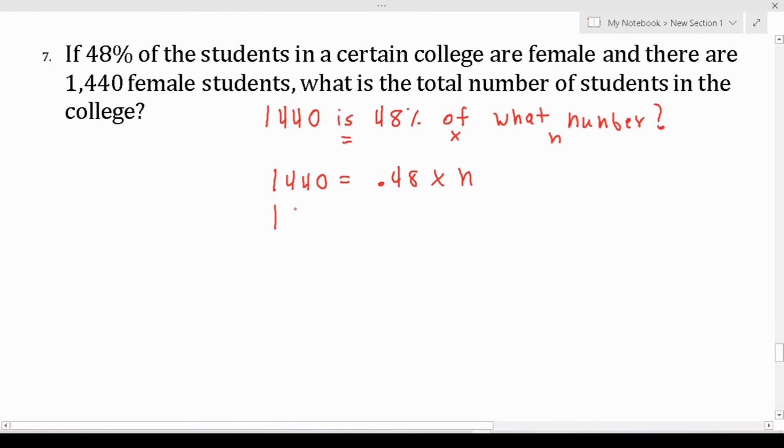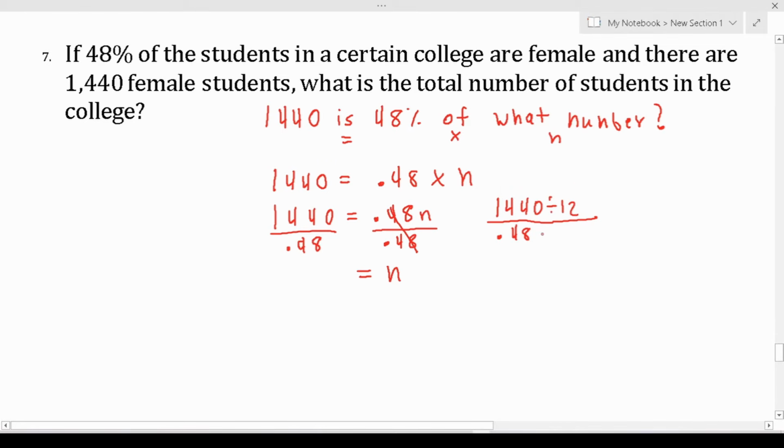Okay, let's clean this up a little bit. 1440 equals 0.48 n. So as you can see, we're solving for n at this point, so let's divide both sides by 0.48. This is going to cross out, leaving us with just n over here. And as you can see, n is 1440 divided by 0.48. Let's try to simplify this fraction and make the math a little bit easier. And this is 1440 divided by 0.48. We should recognize that 1440 and 48 are divisible by 12.